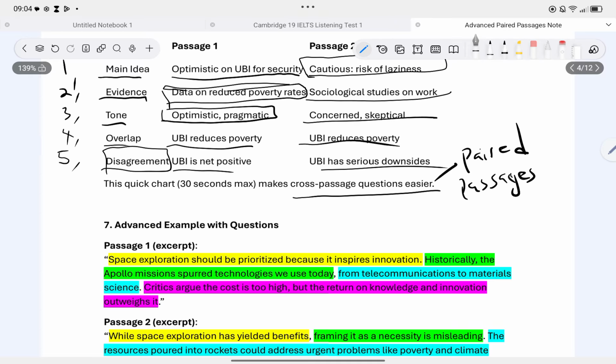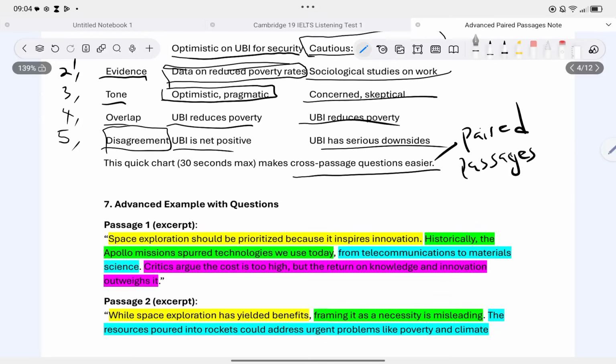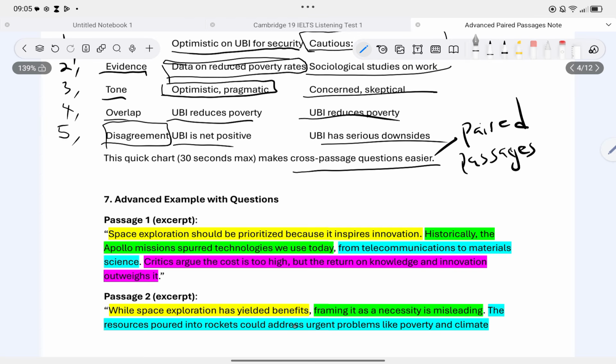Let's take a look at some questions. Passage 1 and 2. Space exploration should be prioritized because it inspires innovation. Historically, the Apollo missions spurred technologies we use today, from telecommunications to material science. Critics argue that cost is too high, but the return on knowledge and innovation outweighs it. Now, while space exploration has yielded benefits, framing it as a necessity is misleading. So, we have where they differ already.